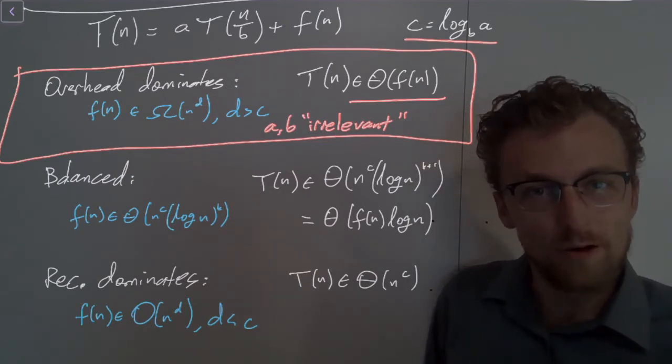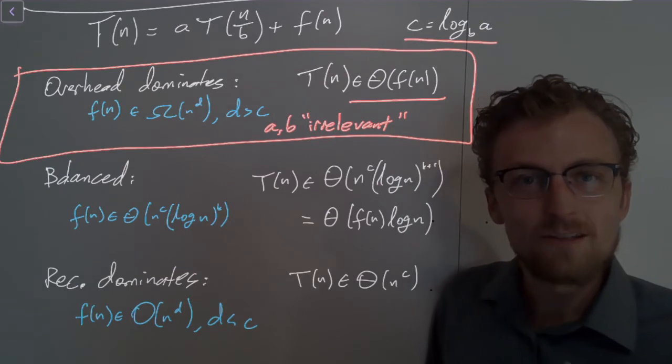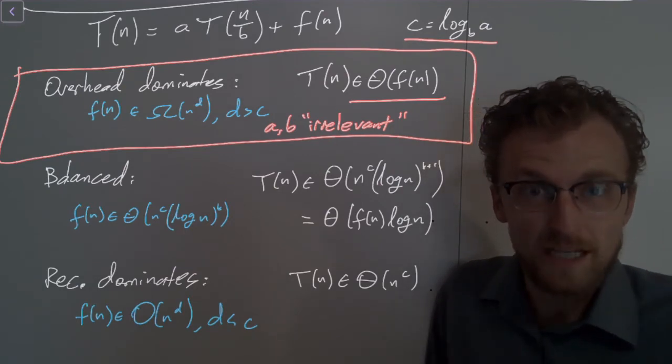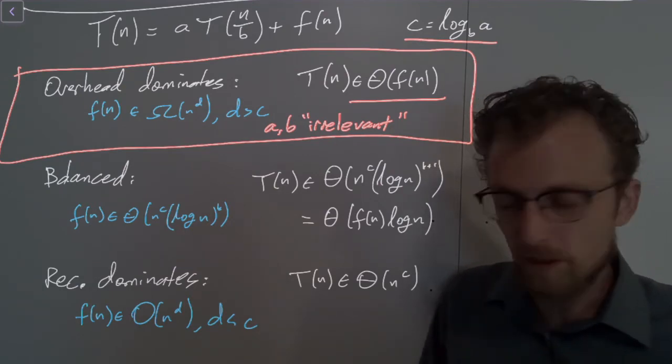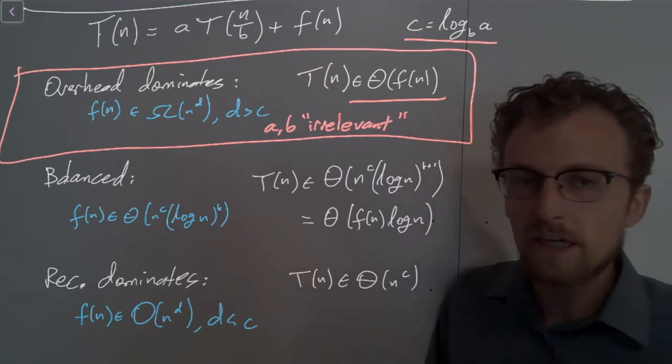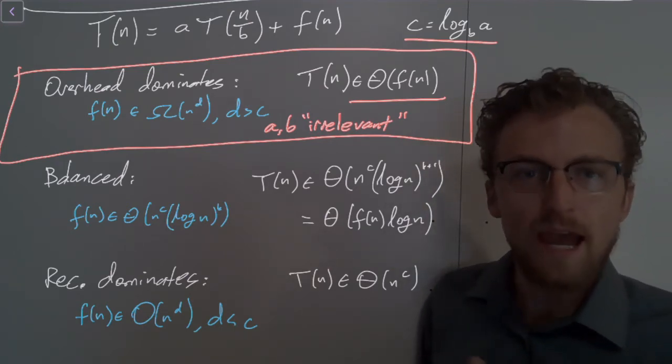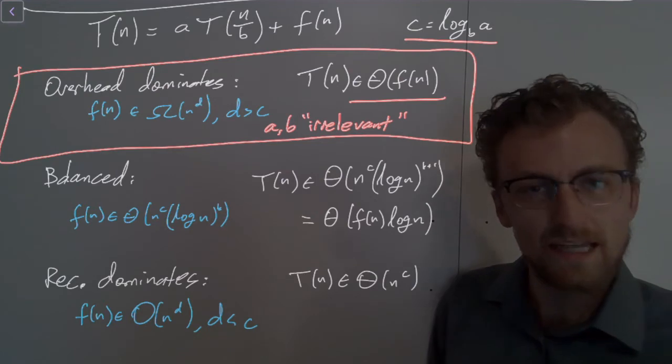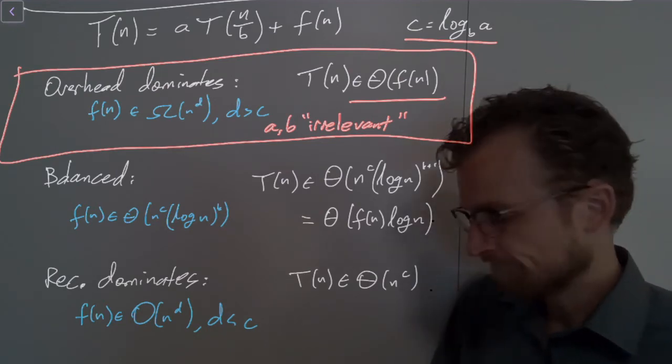I'm just saying they aren't relevant in this case to the complexity, to the asymptotic scalability of the algorithm. If we want to make the algorithm faster in a scalable sense, we have to improve f of n. We can't get there by changing A and B.